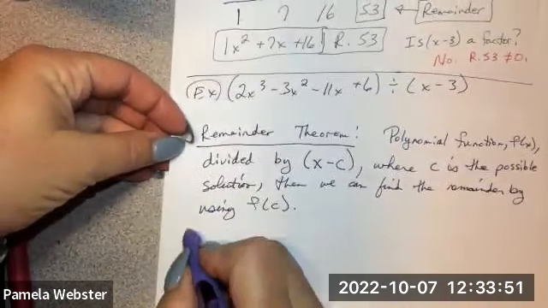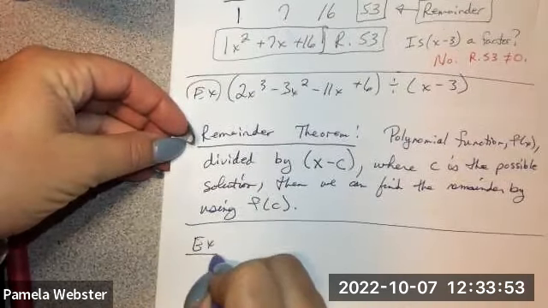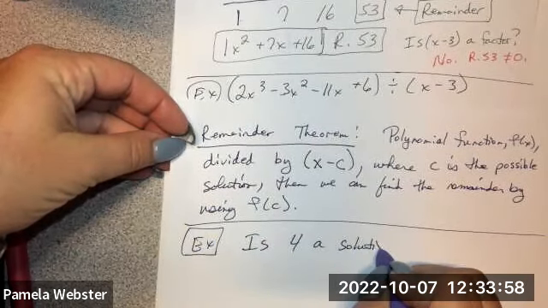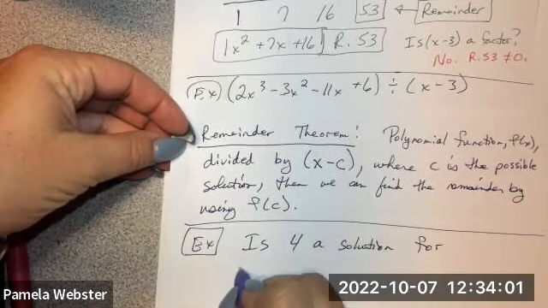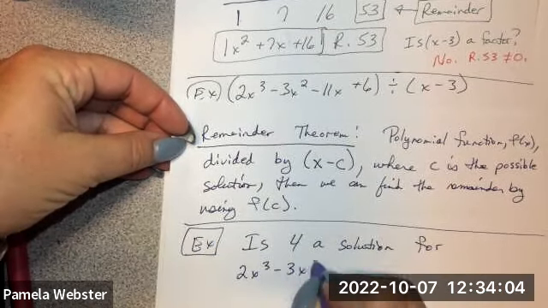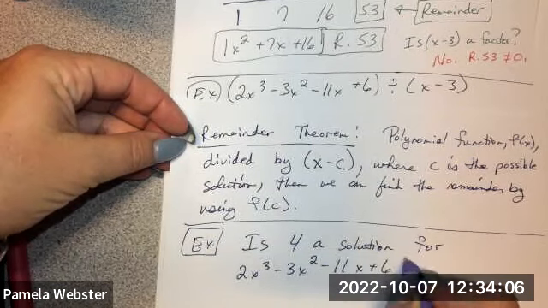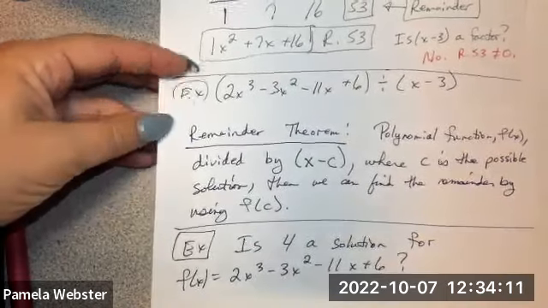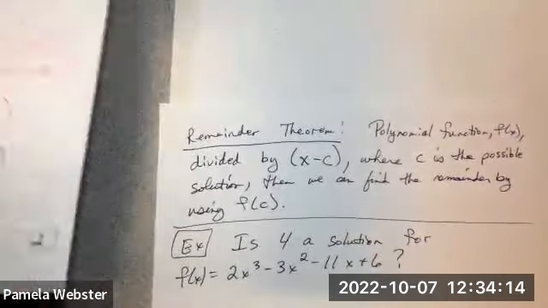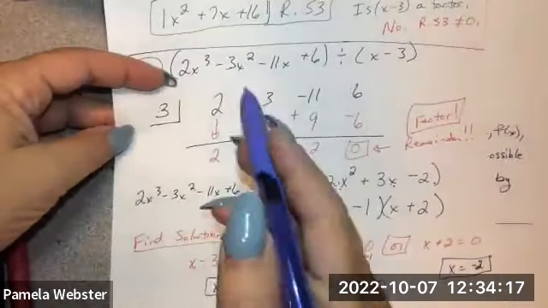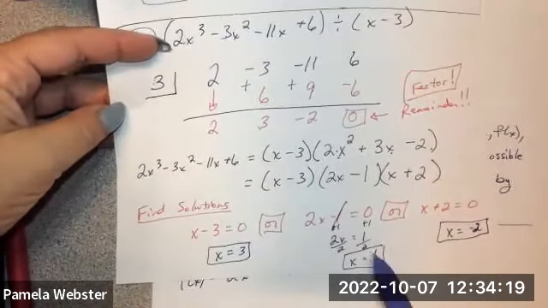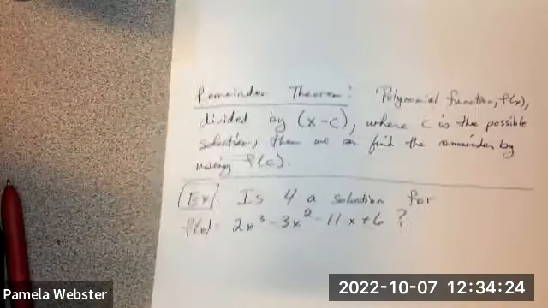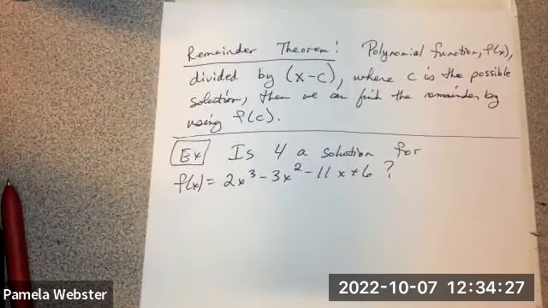We're just going to use the one we already had. Is 4 a solution for 2x cubed minus 3x squared minus 11x plus 6? That's the question. There's my f of x. Well, first of all, we know it's not because we already found the 3 solutions, right? This is a cubic, so it only has 3 solutions possible, and we found all 3 of them. 4 wasn't one of them. But if you haven't worked this problem yet, you don't know that, okay?